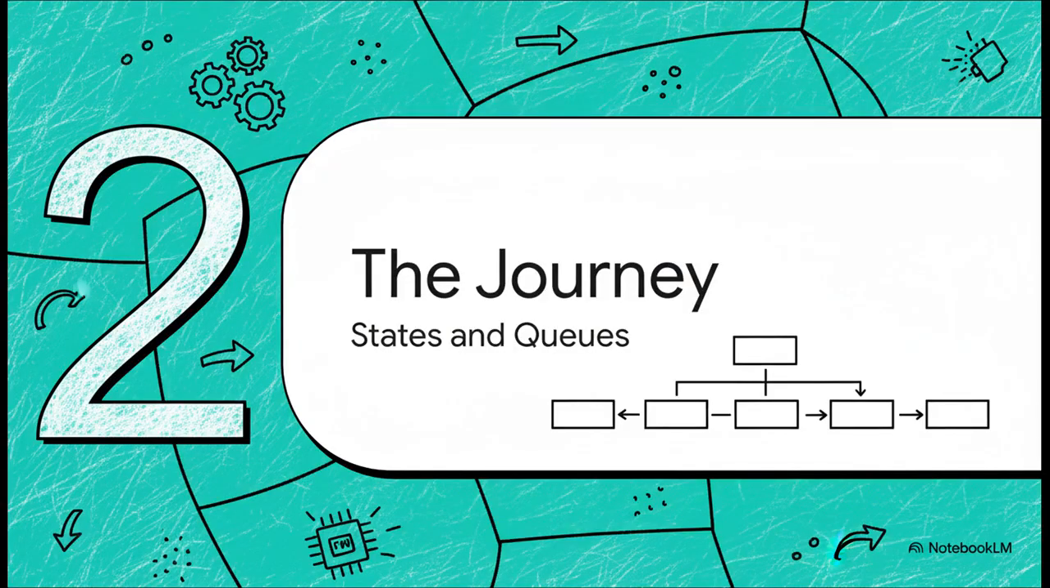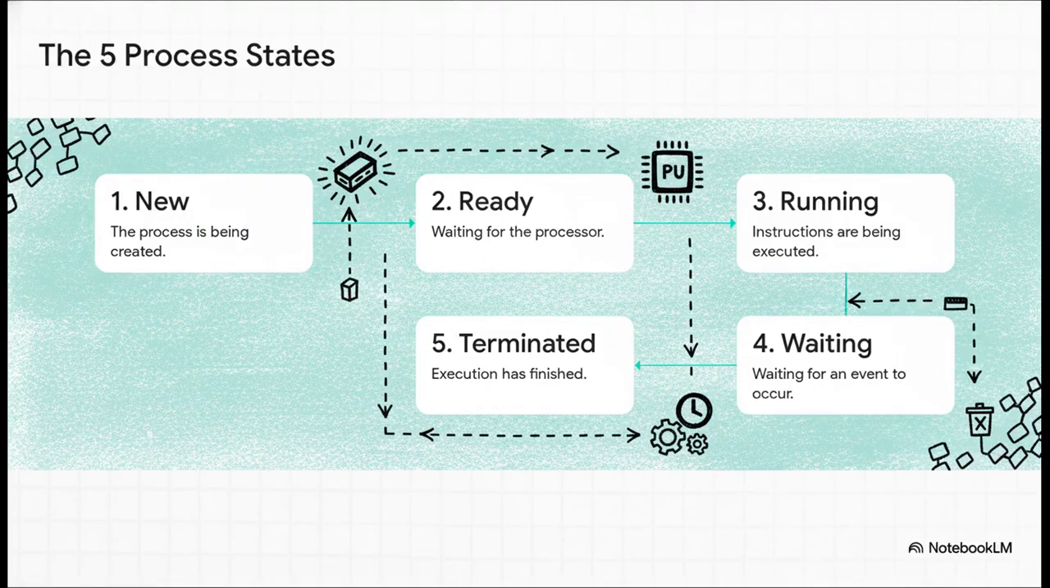So every process is on a constant journey, right? It's always changing its status based on what it's doing and what the system can give it. The OS keeps track of this journey through a few different states, and it keeps everyone organized using queues. Okay, so a process can be in one of 5 states. It starts as new, as it's being created. Once it has everything it needs except for the CPU itself, it moves to the ready state. When it finally gets its turn on the processor, it's running. If it needs to wait for something, like a file to load, it enters the waiting state. And finally, when it's all done, it becomes terminated.